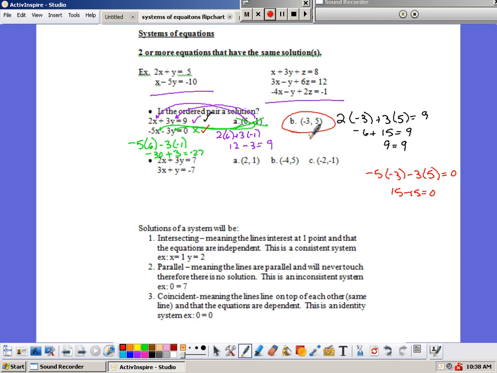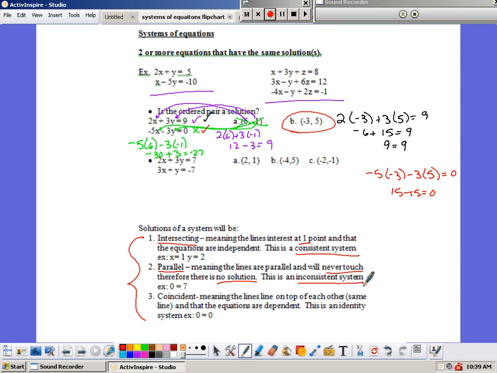Now, just because you find one solution doesn't mean that there's not another. Remember, there are three things that can happen. One, we can have intersecting lines where there's one solution. This is called a consistent system or conditional. They cross at one point, and you'll find one answer. But you can have parallel lines, meaning there are two lines that will never touch. So there's no solution, and it's an inconsistent system.